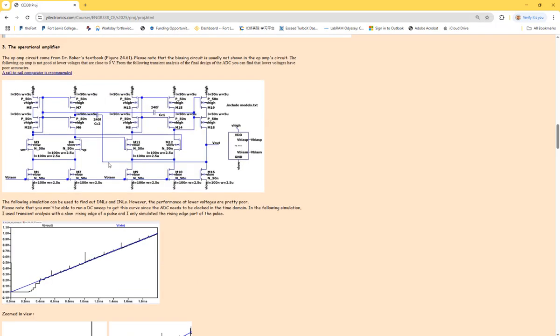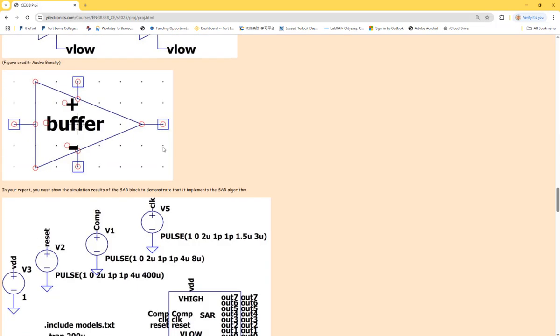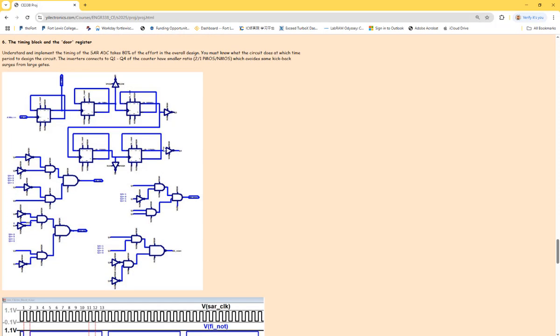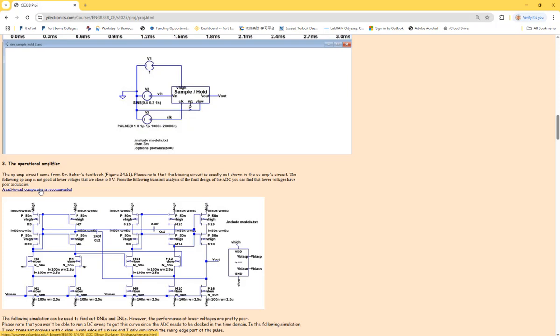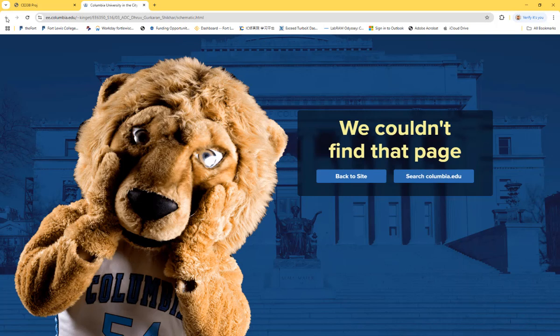But there will be more problems for this design. So I'm trying to change the comparator to a different one that I found online. I want to compare the performance of these two different comparators. I can see there's one example from here. I think that's a... let me just search it.